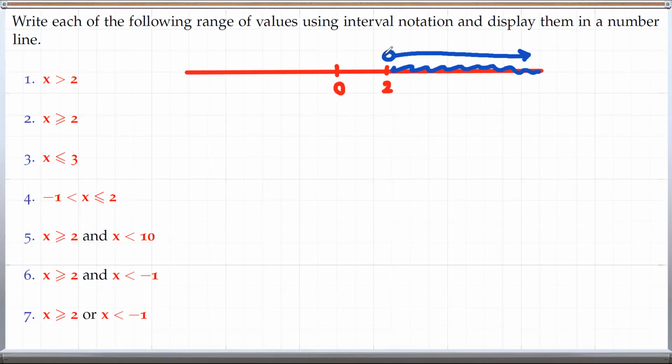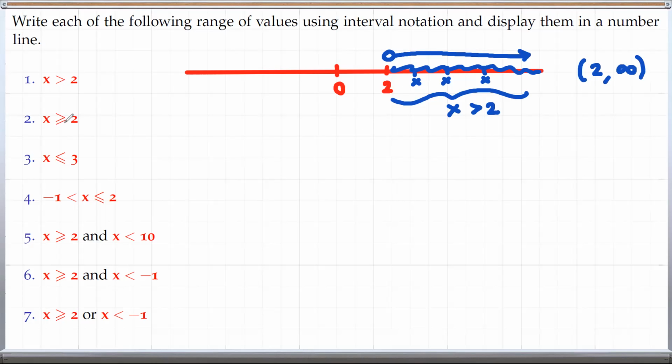So if we draw a circle over here, that means we don't include 2 and we have an arrow pointing that way. So this range is x greater than 2. So any x value over here, x can be any number over here. So all these are greater than 2. Now using interval notation, we use parentheses when we don't want to include the endpoint, 2, and we can go up to infinity, and we never include infinity. So (2, ∞) is the interval notation for x greater than 2.